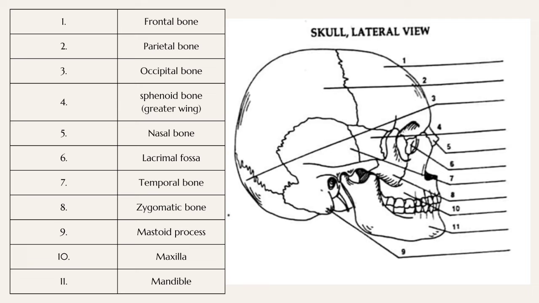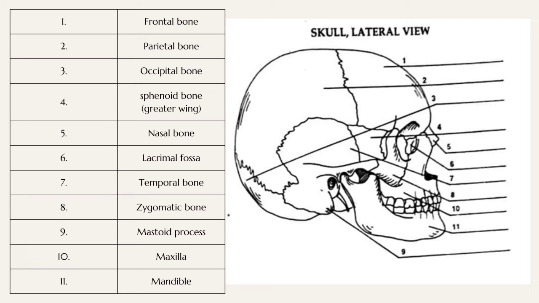Number seven is temporal bone. The temporal bones are two major bones in the skull or cranium. They help form the sides and base of the skull, where they protect the temporal lobe of the brain and surround the ear canal. Number eight is zygomatic bone.